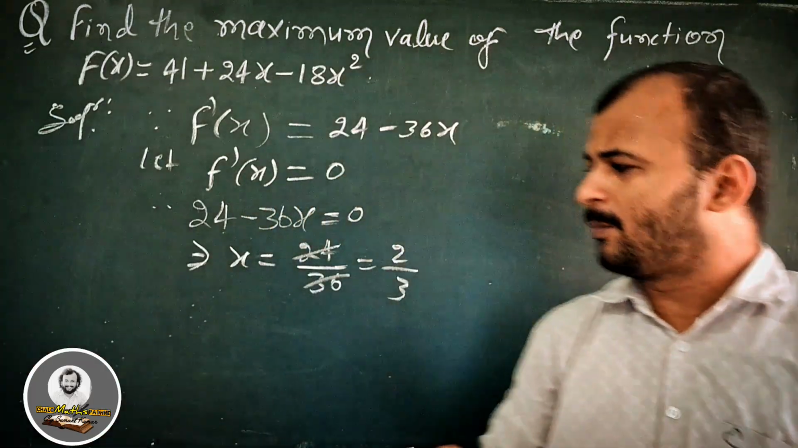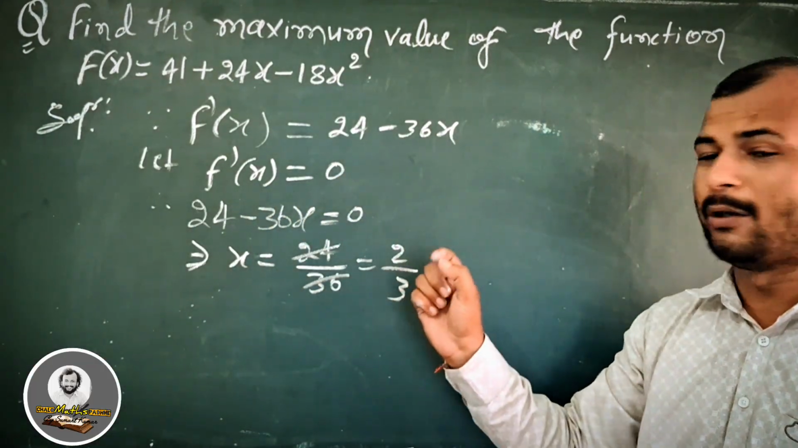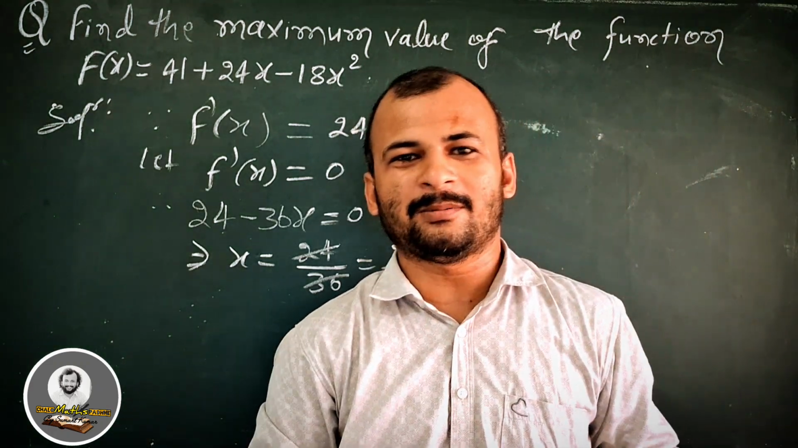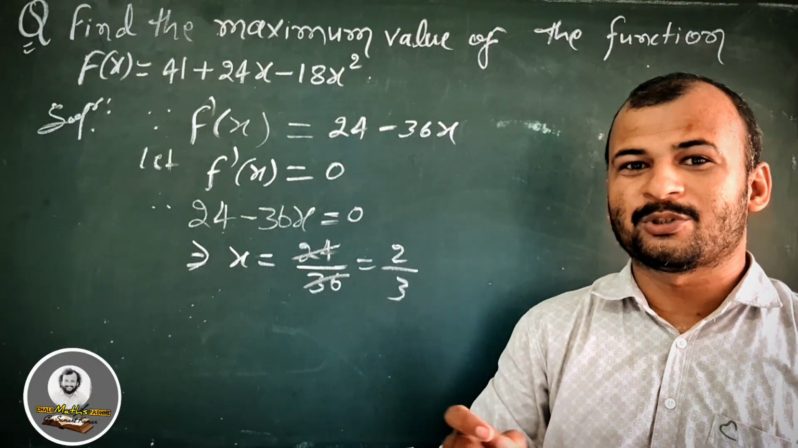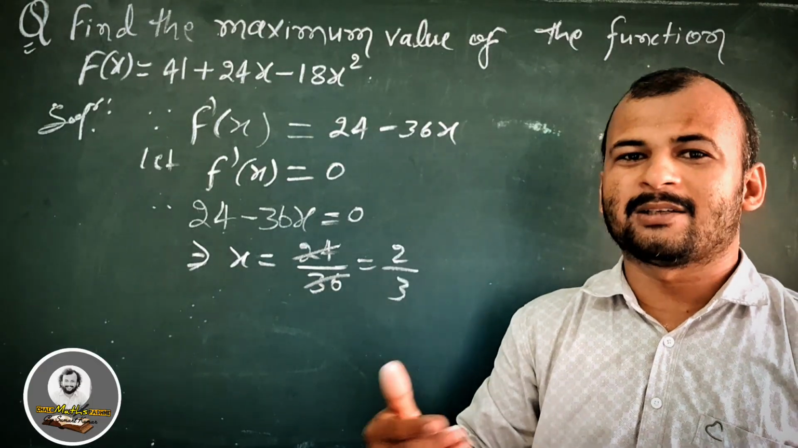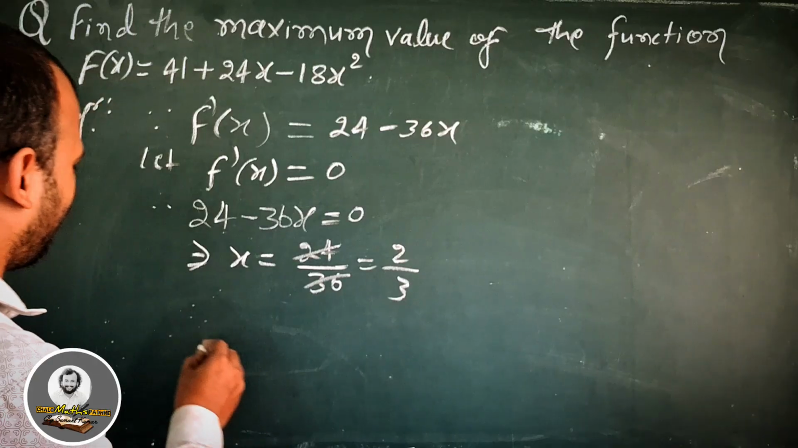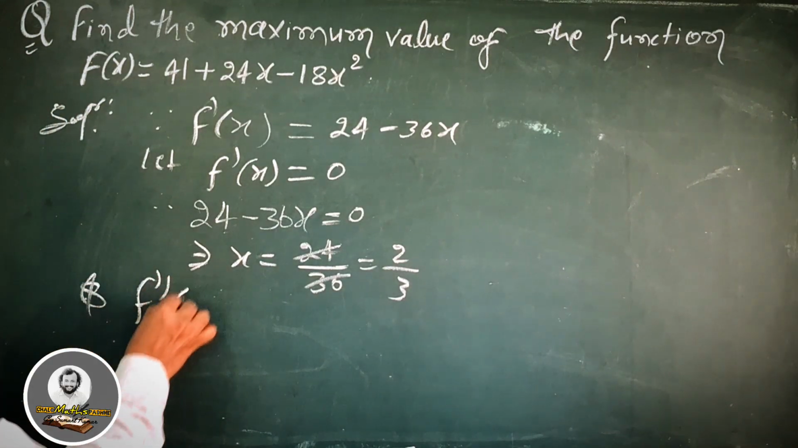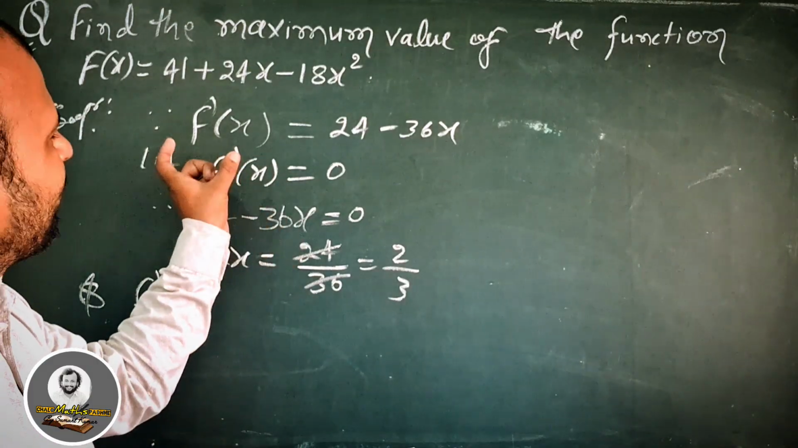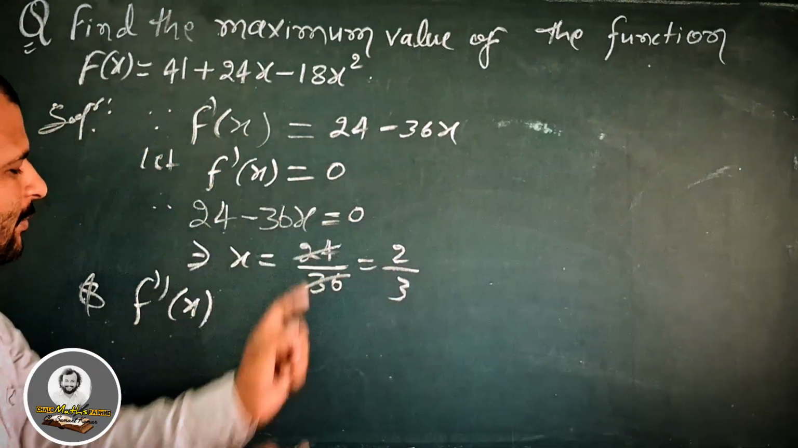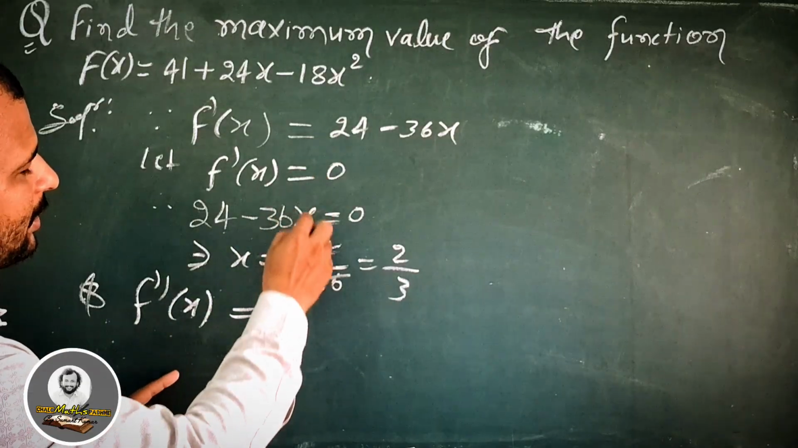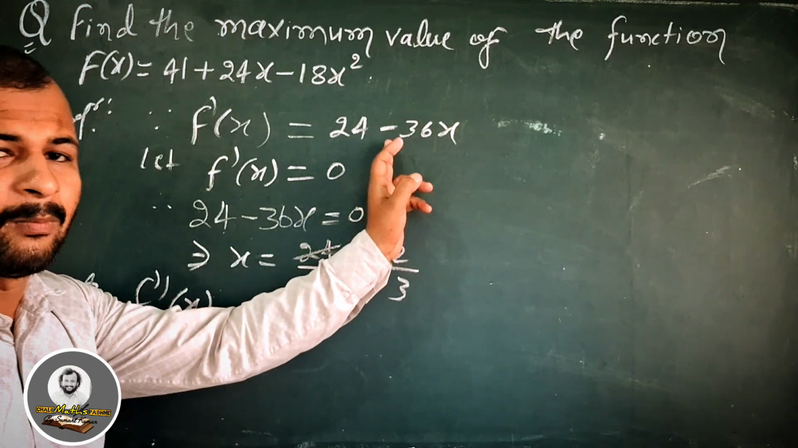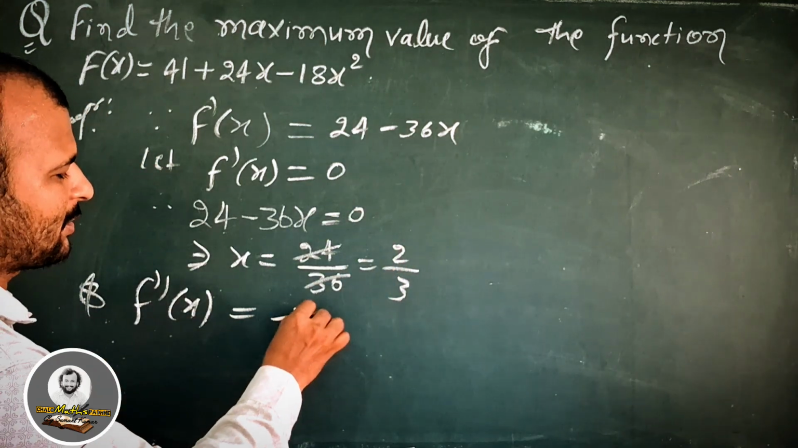We have a critical point x equal to 2 by 3, and now we have two choices: the first derivative test, and also the second derivative test. We use here the second derivative test. For this we find f double dash x, which is the derivative of f dash x with respect to x. The derivative of 24 with respect to x is 0 because it is constant, and the derivative of minus 36 into x is equal to minus 36.